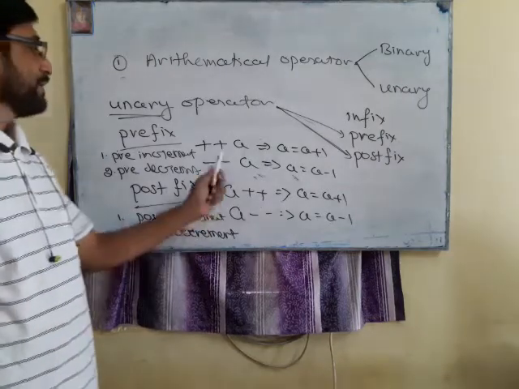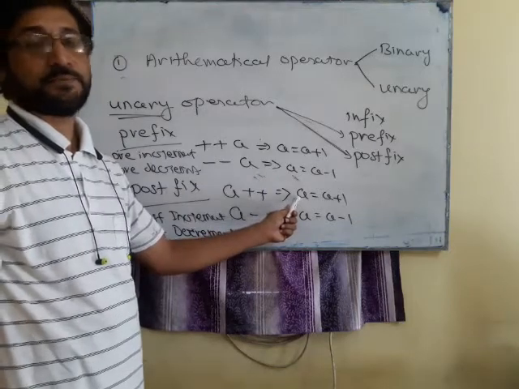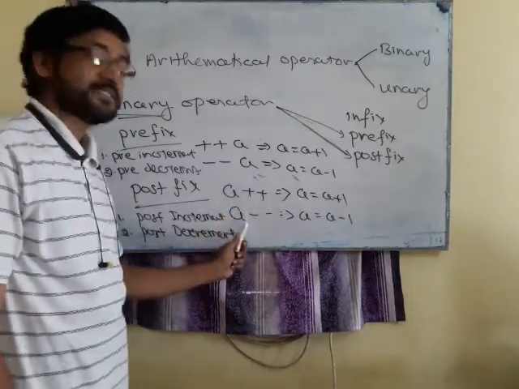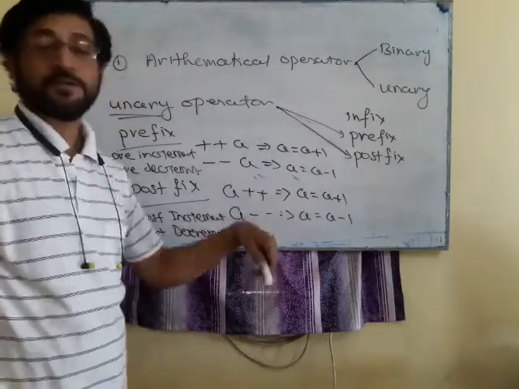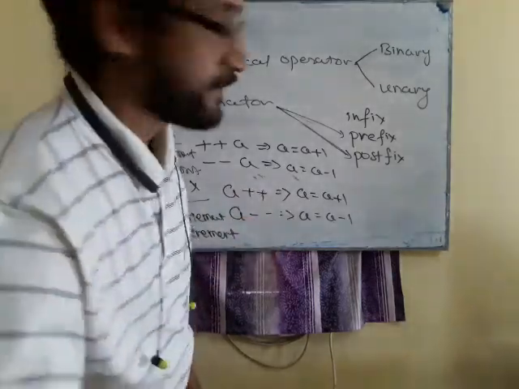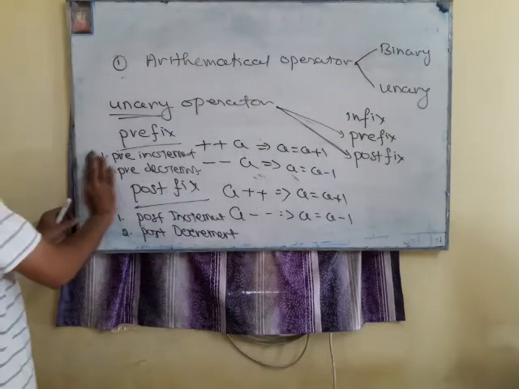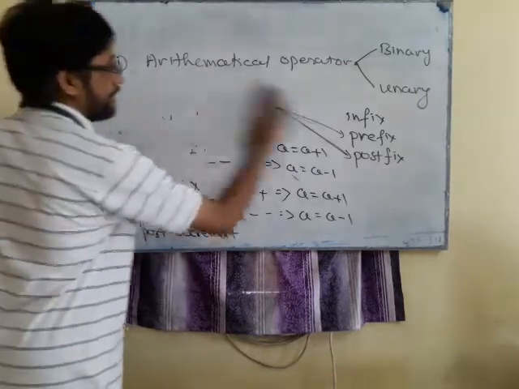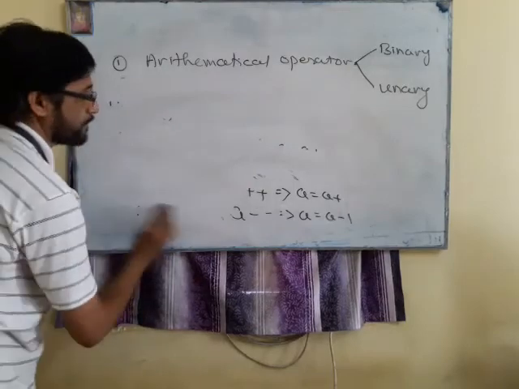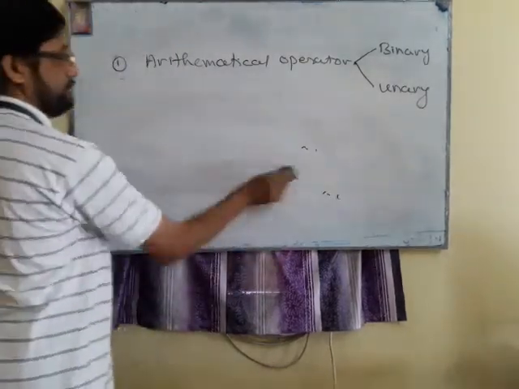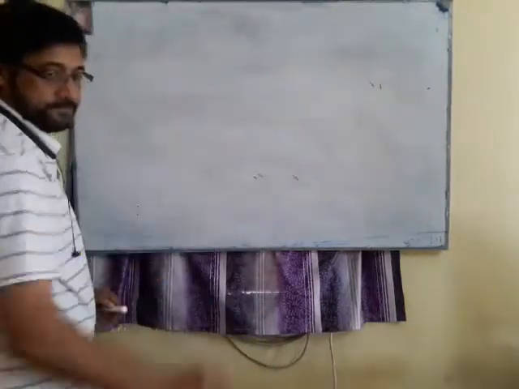Similarly, in postfix, it can be post-increment or post-decrement. In post-increment, at first the expression is evaluated and then the value of the variable will increase by 1. In post-decrement, at first the expression will be evaluated and then the value of the variable will decrease by 1. So to explain properly the use of pre-increment and post-increment, we will take one example. We will solve a simple expression to know the use of pre-increment and post-increment.